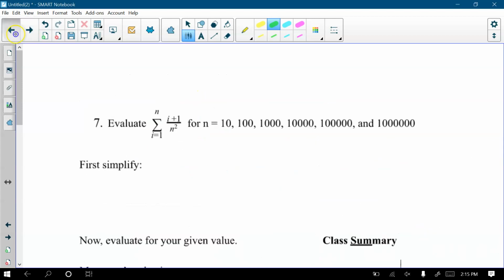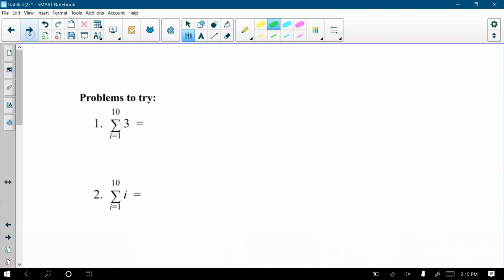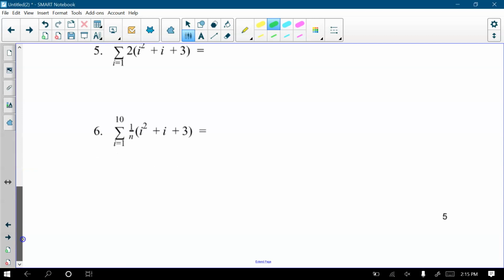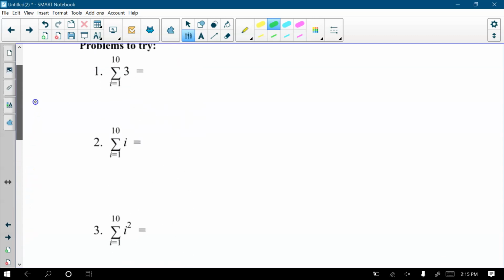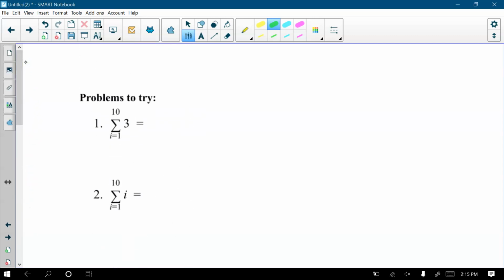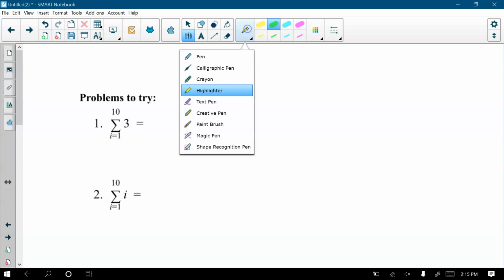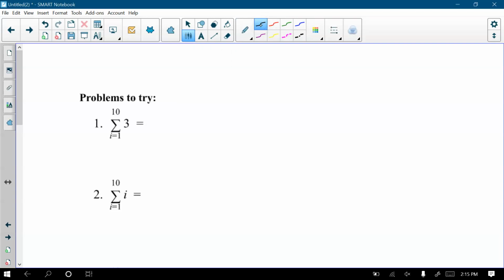So let's go to page 5. And let's try these problems. You will need a calculator out if you don't already have one. And we're going to use those formulas that we had before. And I'll write them down here at the top just so you don't have to keep flipping back and forth.